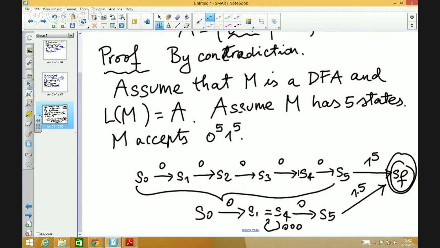What is the conclusion? The conclusion is that every DFA that accepts all of the strings in this language will accept more, not only those.